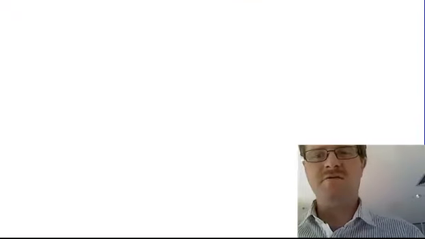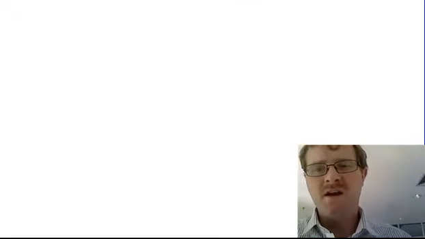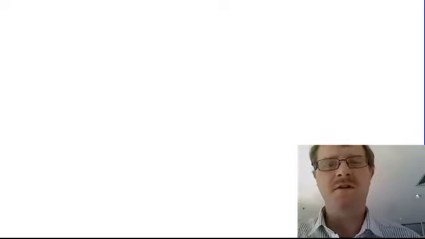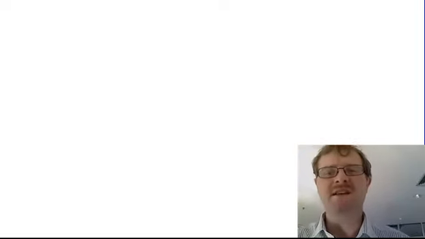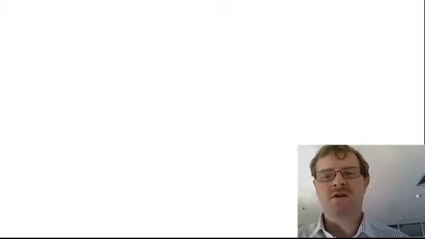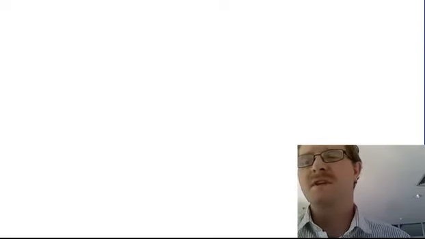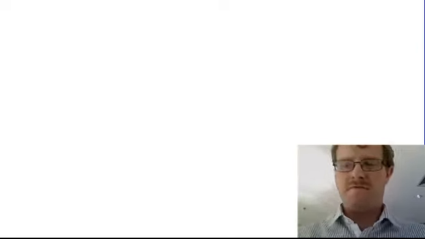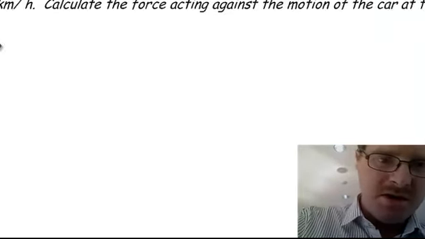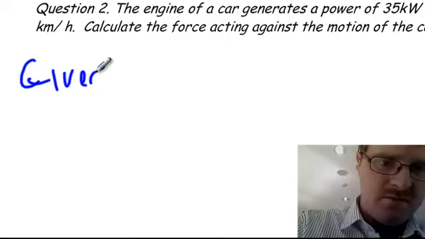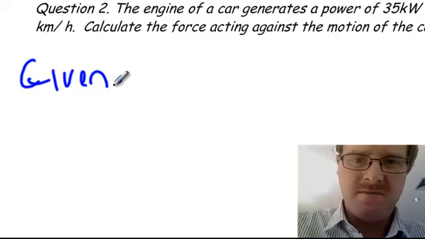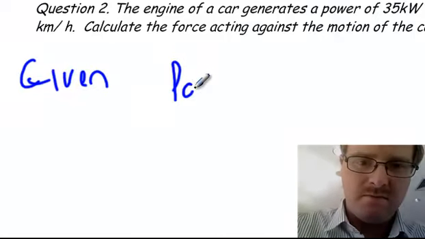The engine of a car generates 35 kilowatts at a maximum speed of 144 kilometers per hour. Calculate the force acting against the motion of the car at this speed. Now, to do this, what we need to think about first of all is what we've been given, and then try and work that through. So the given information to us. We have been given two things. First of all, we've been given the power.